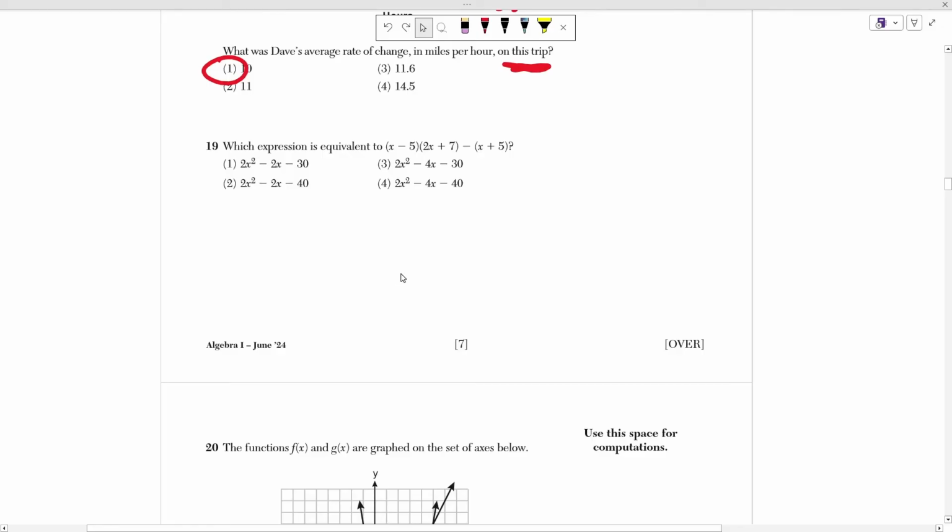So number 19 says, which expression is equivalent to x minus 5 times 2x plus 7 minus x plus 5, okay?